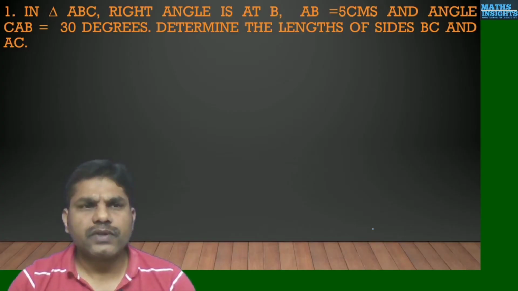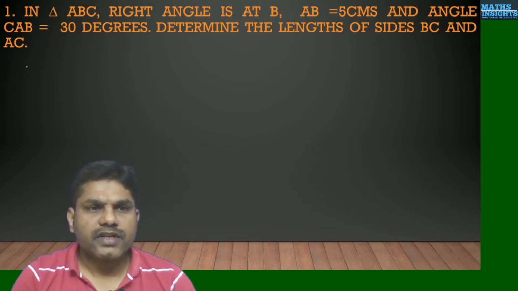If you see the first problem, in triangle ABC, right angle is at B, AB is equal to 5 centimeters and angle CAB is equal to 30 degrees. Then you have to determine the lengths of sides BC and AC. Before going to solve these problems, you have to discuss some basic points.